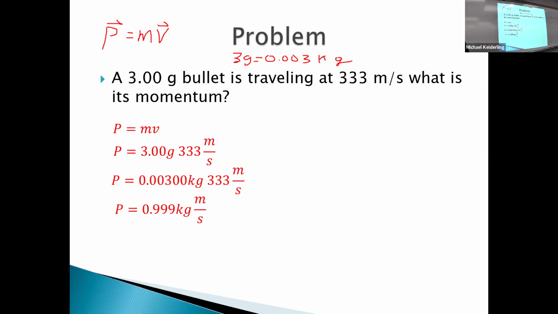The CGS one would be 99,900 grams centimeters per second. But again, we don't use CGS.